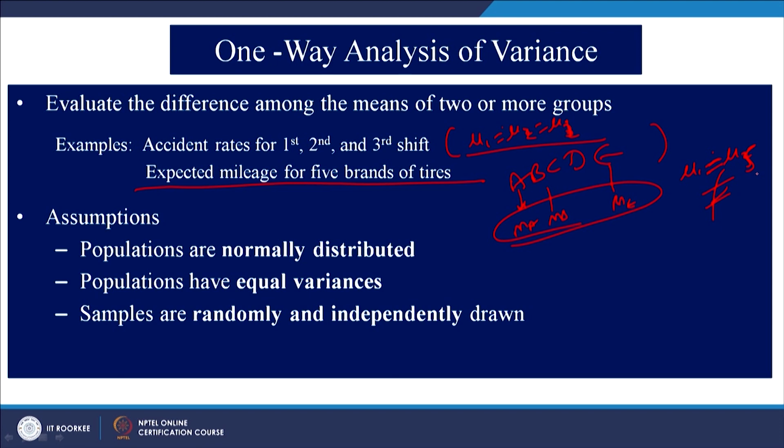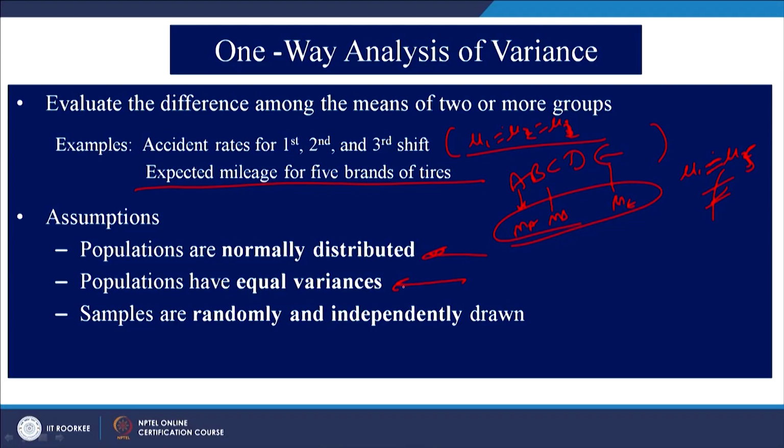So, whenever we go for hypothesis testing using one way ANOVA, there are certain assumptions which are to be kept in mind. We always say that the populations are normally distributed and the populations have equal variances, and samples are randomly and independently drawn. If these assumptions are fulfilled, then only we apply one way ANOVA.